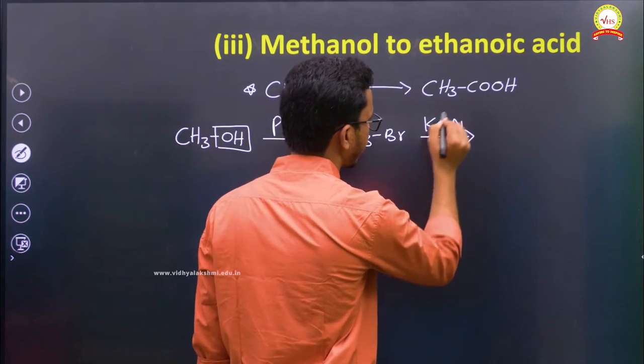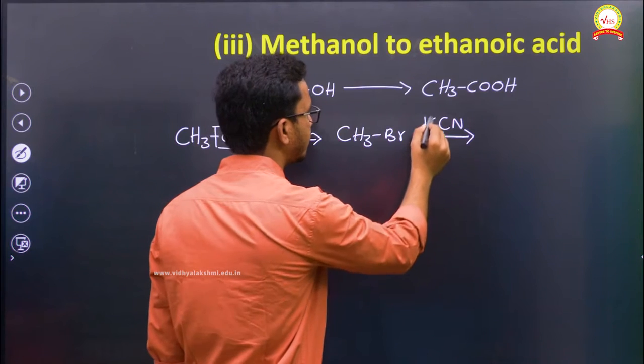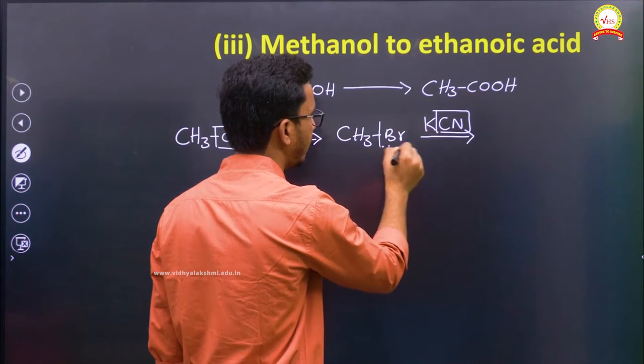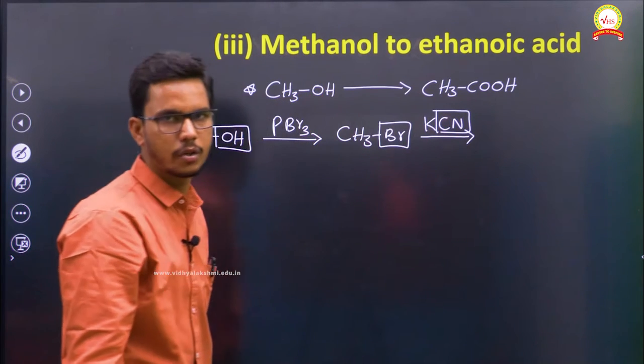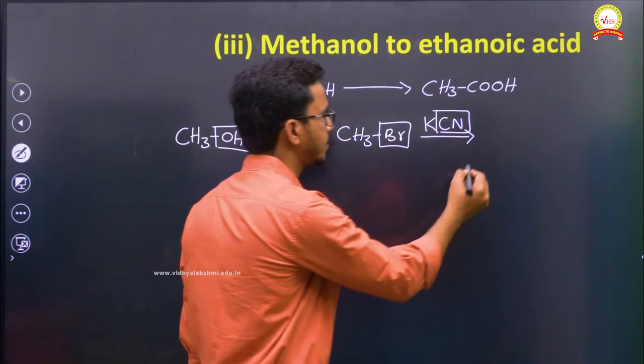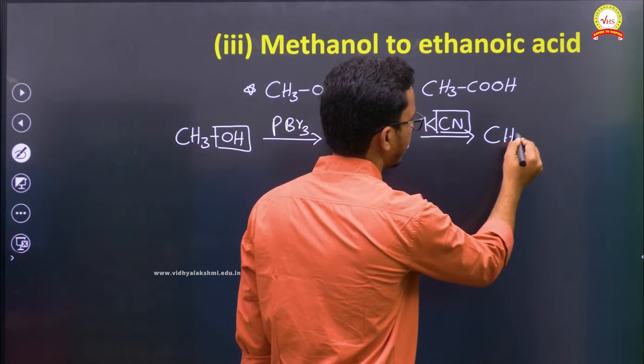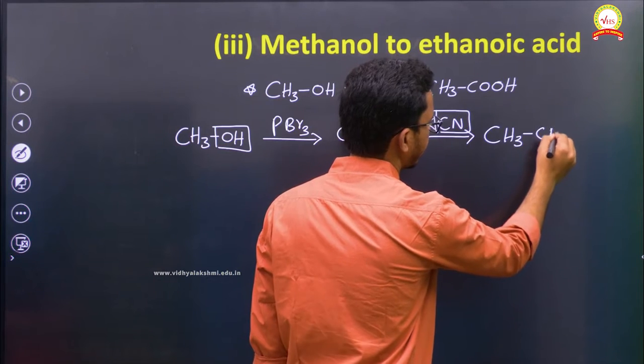This one on reaction with KCN or NaCN. Okay, let us take KCN. Again, nucleophilic substitution reaction takes place. This cyanide will be replacing bromine over there. When nucleophilic substitution reaction takes place, what will we get here? That is methyl nitrile, CH3CN.